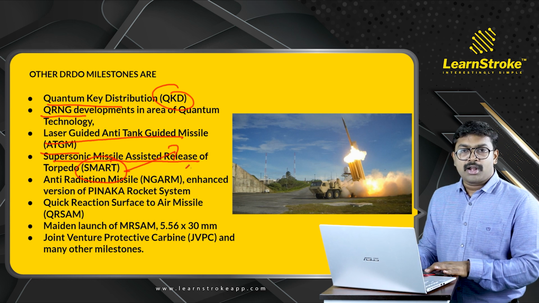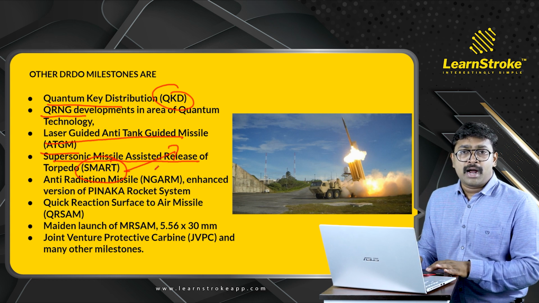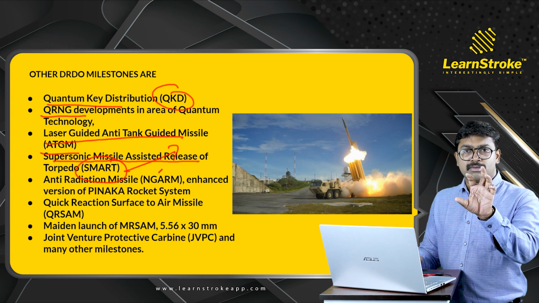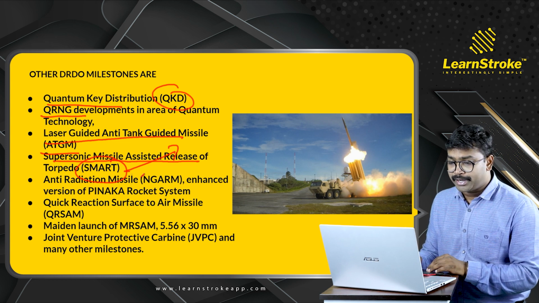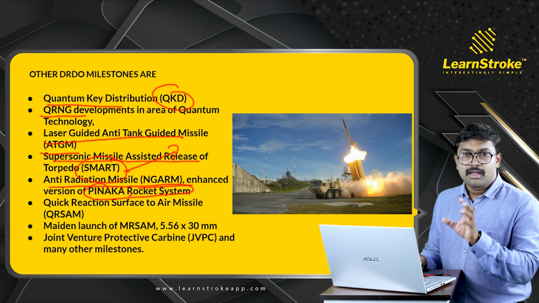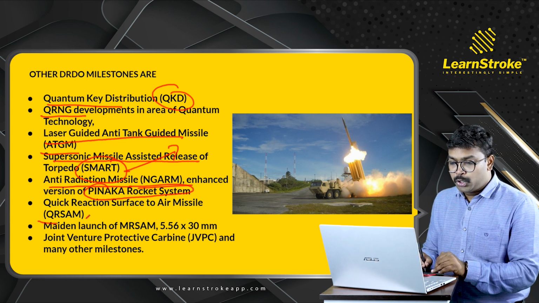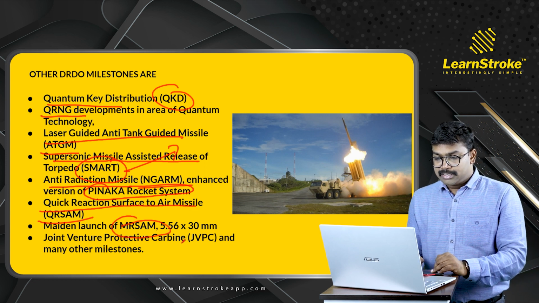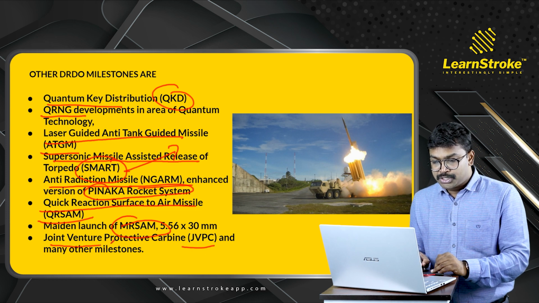What do you mean by SMART? Smart in defense means what? Supersonic missile assisted release of torpedo. And NGARM, which means anti-radiation missile systems. Pinaka is something that you know, rocket missile system of India. And what do you mean by QRSAM? It's called quick reaction surface to air missile, and MRSAM, and something called JVPC, joint venture protective carbine.